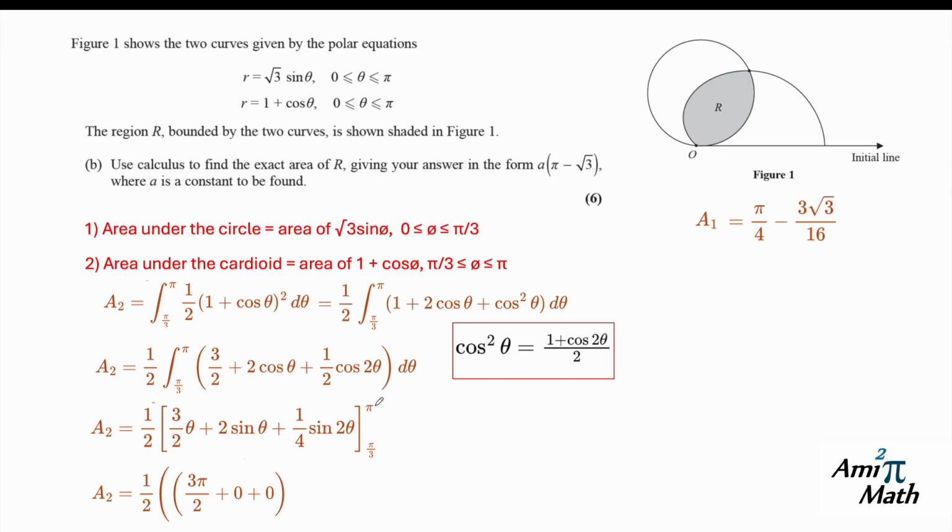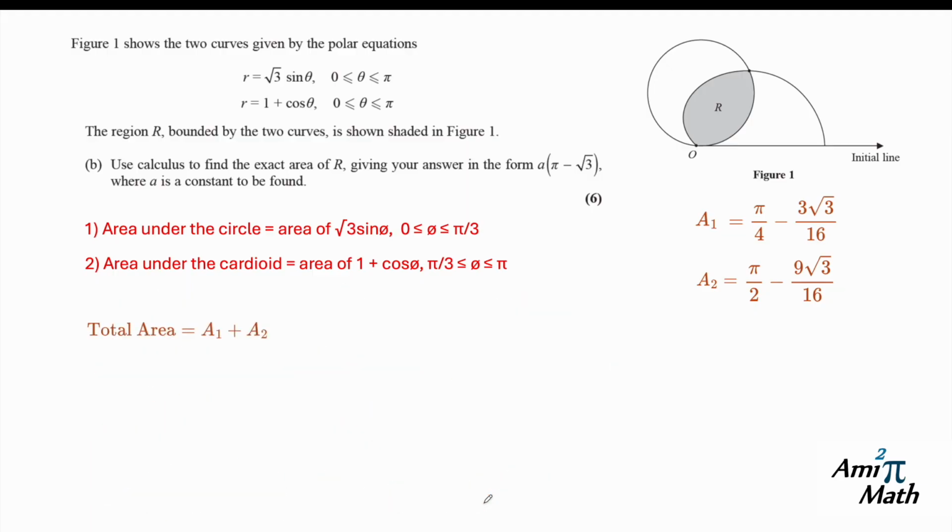And then we get A2 equals half bracket 3 pi over 2 plus 0, as sine pi is just 0, so this cancels out and this cancels out. And then minus pi over 3 in the values of theta, and that gives us that. And that is our second area.